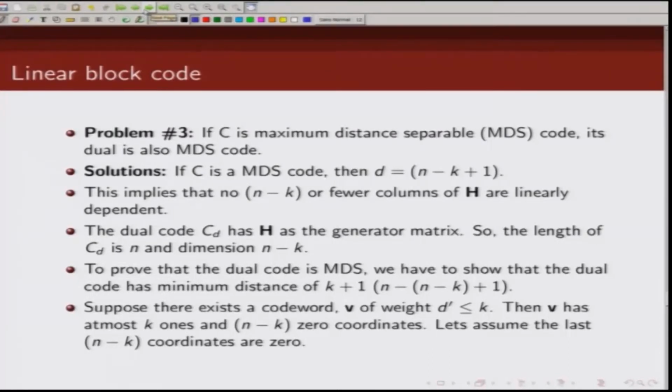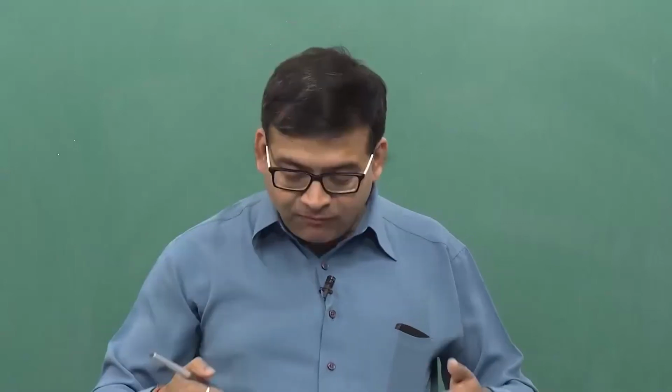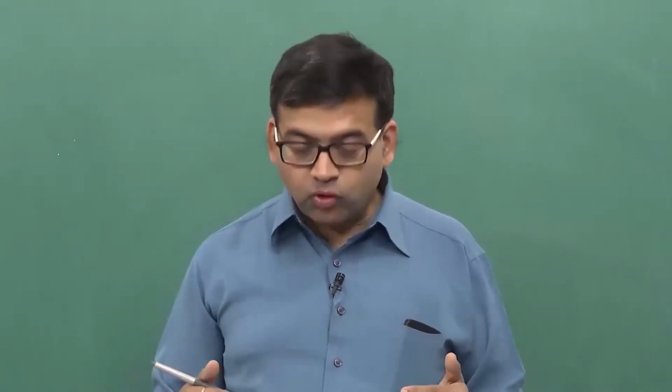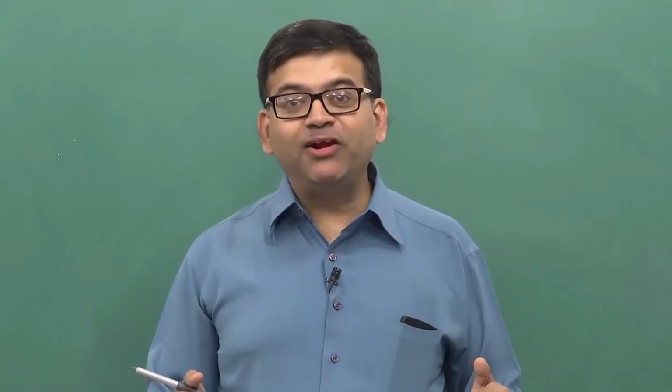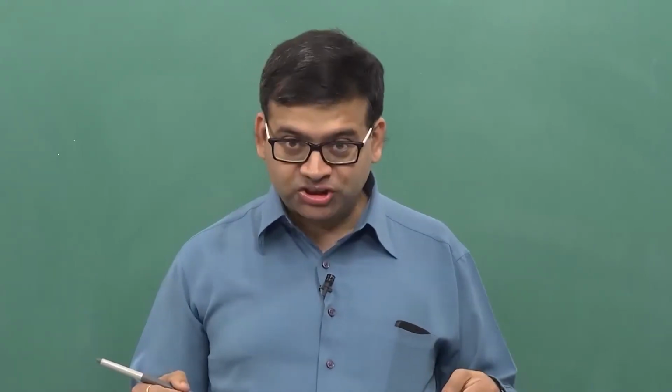Now, to prove this result, we will take help of what we call the method of contradiction. How does the method of contradiction work? We will start off with the assumption that there exists a code word of weight less than or equal to k. So, we will assume that the minimum distance is not k plus 1, and then we will show through the properties of this code that this condition is not possible. So, our assumption that there exists a code word of weight k or less is incorrect, and hence the minimum distance should be more than k. Then we will use the singleton bound to show that the minimum distance can at most be k plus 1, and hence the minimum distance of the dual code is k plus 1. This is the approach that we are going to follow.